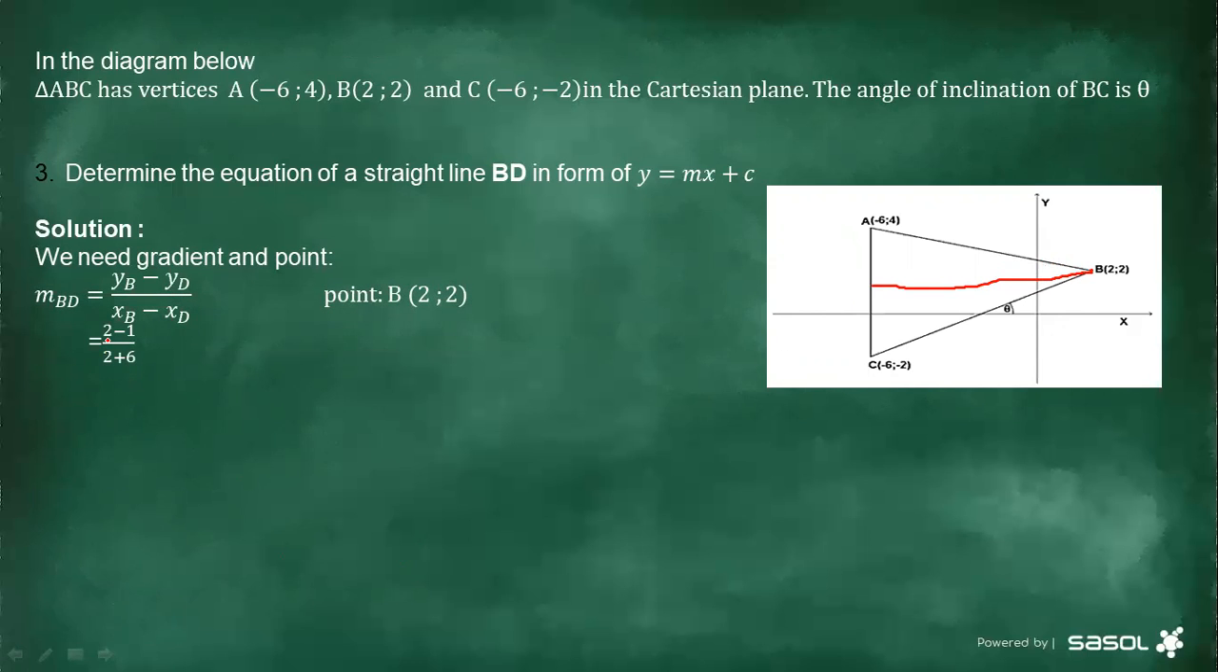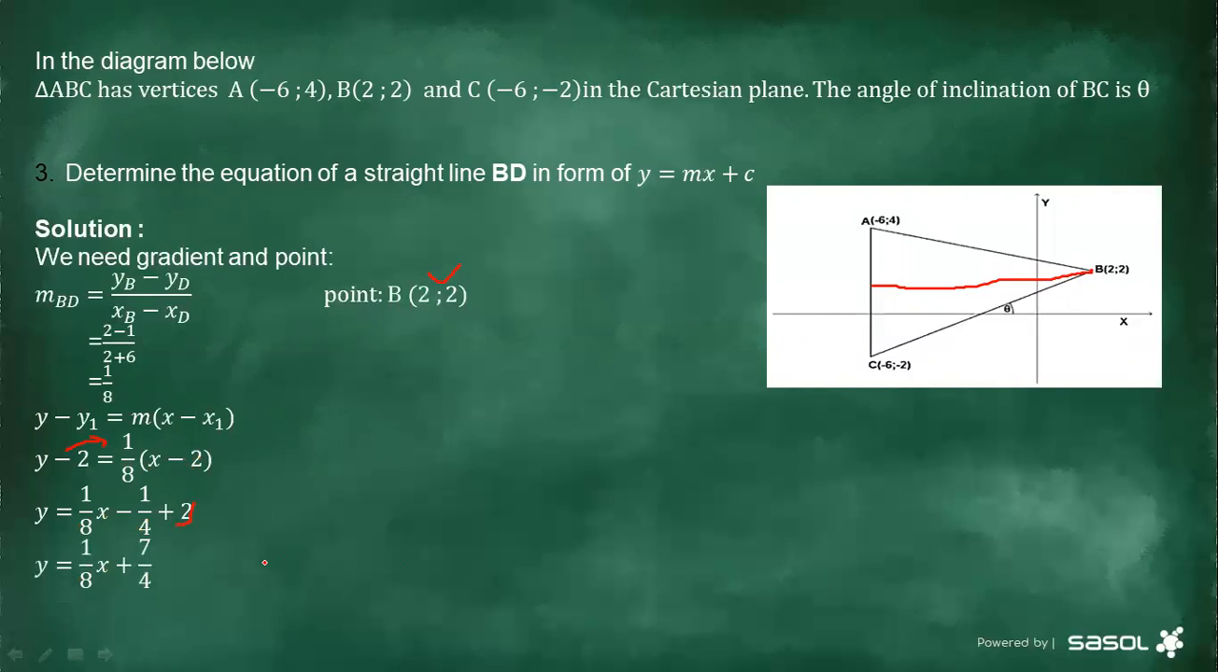And then we say y_B minus y_D is 2 minus 1, over 2 minus (-6). And then our gradient is 1 over 8. And then we decided to use point B, which is (2; 2). You can also use point D, the one of (-6; 1), still fine. And then you write the standard equation, then you substitute the values. And then from there, you open your bracket with this 1 over 8. Then 1 over 8 times x is 1 over 8 x. 1 over 8 times -2 is -1/4. And then this -2, when you transpose it to the right, gives us positive 2. And then after pressing the calculator, you have the equation as y = 1/8 x + 7/4.